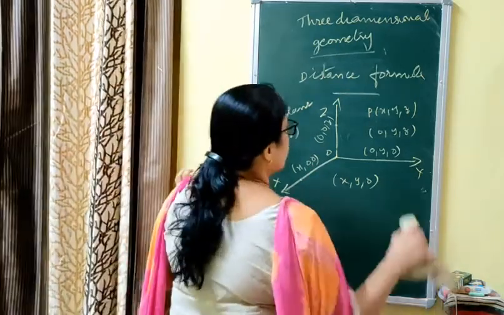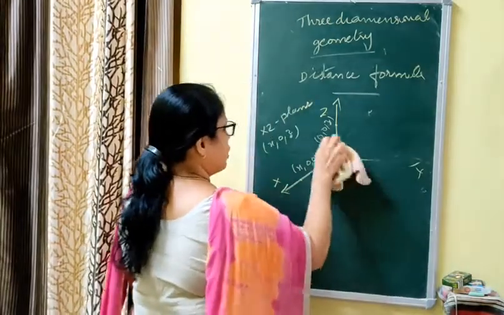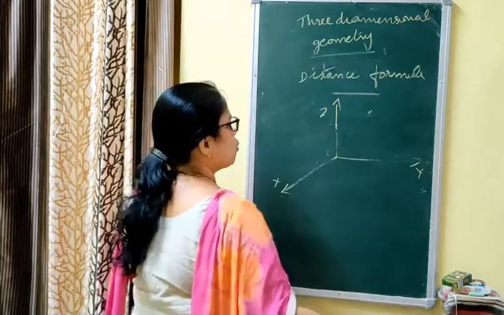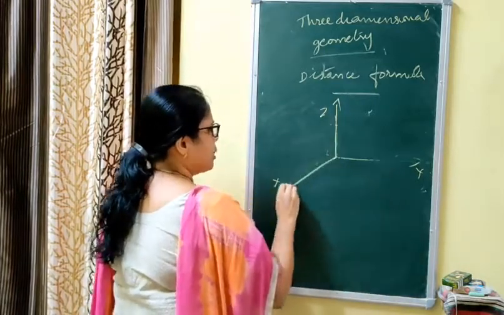This much you know. Next is the distance formula. How can we find the distance formula? Now, very simple, like in the 2D case, here there will be a Z coordinate.